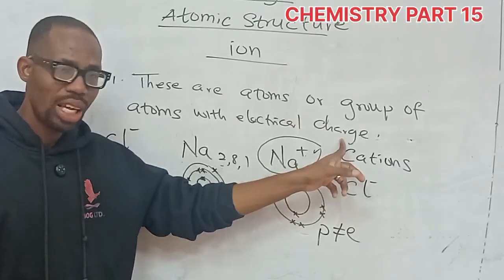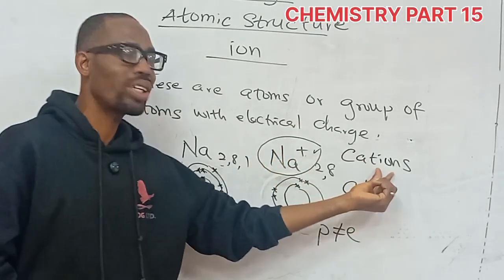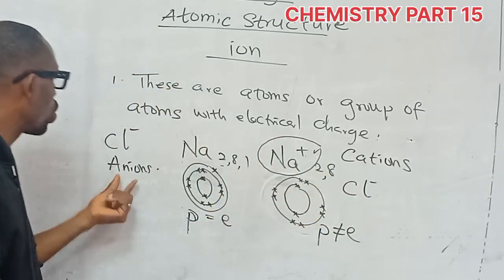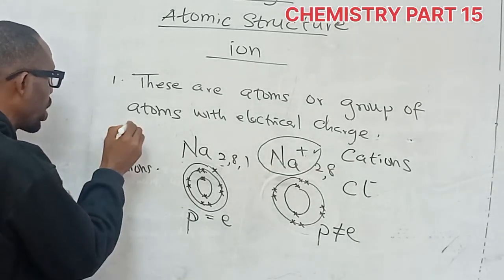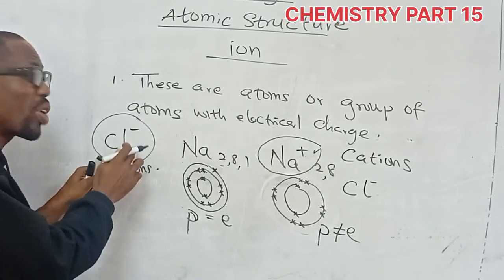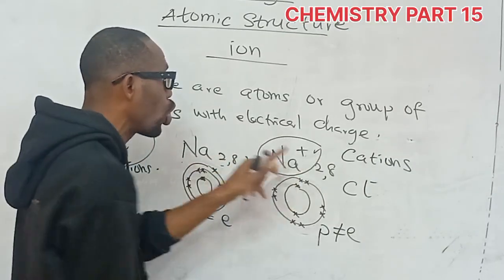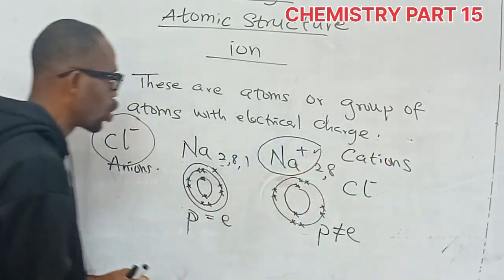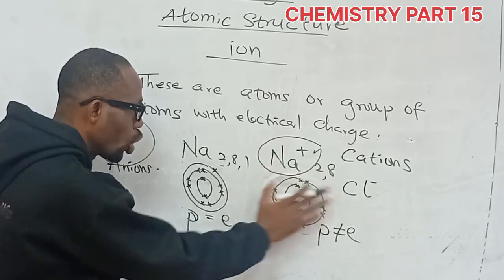Electrical charge. And these ions with positive charge are called cations, while ions with negative charge are called anions. Cl here, this chlorine minus, we mean that chlorine is what? Gaining an electron. Why this Na plus means that sodium is losing an electron to form this octet rule, this thing, electronic configuration.